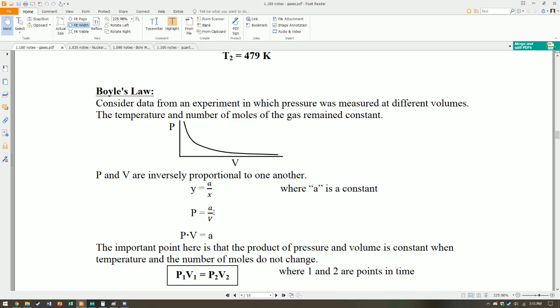And the inverse is true. If you close the container up, they will hit the walls more often, and therefore there's more force per unit time. There's more force being exerted because more particles are hitting the wall.